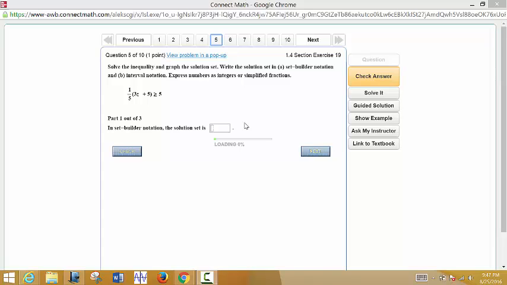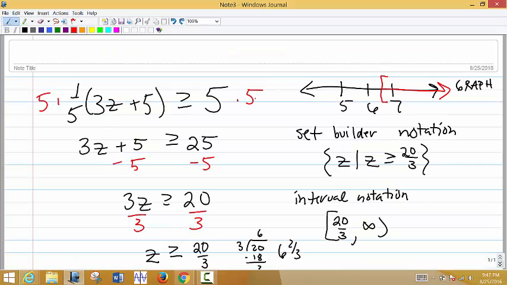Alright, I'm going to show you how to enter in your answers for problems in section 1.4. We're asked to solve the inequality and graph the solution set. We're asked to give our answer in both set builder notation and interval notation. I've already worked out the problem, so you're going to work out the problem on your paper.